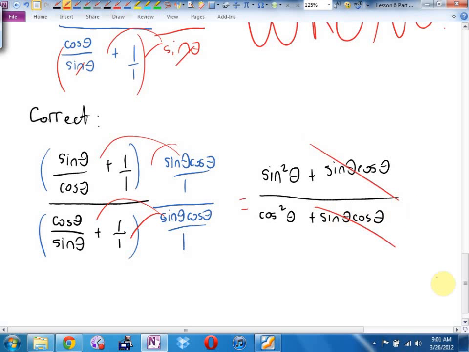No, wait. Can I cancel? Have I factored? Don't you dare do what I just did. Oh, you're going to be tempted to, because then it's sine squared over cos squared. That's tan squared. Oh, that's such a nice answer. No.